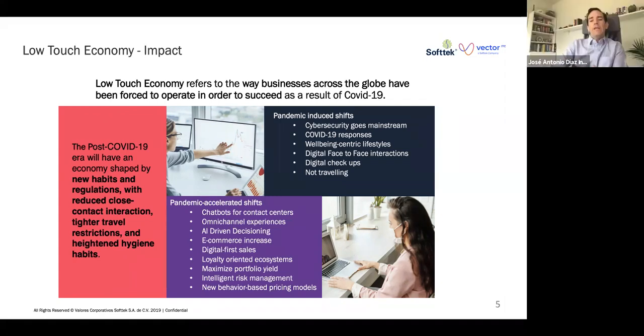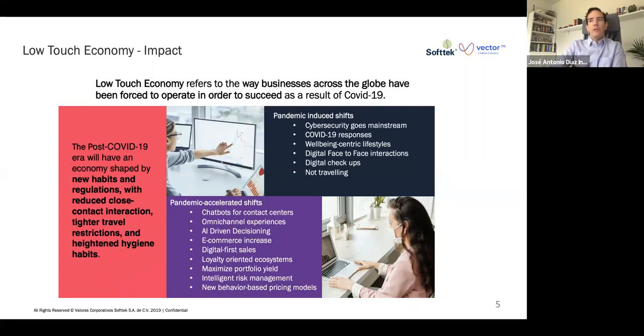Thank you. So we live in a different time, right? We live in what is now being called the low-touch economy. If that's the first time you hear this term, the low-touch economy refers to the way businesses across the globe have been forced to operate in order to succeed as a result of COVID-19. And I think personally, we have been changing and adapting and being flexible. We have the kids upstairs doing virtual schooling. We have everybody in the house. We cannot go out. Every country has its own differences, but this has created shifts in our personal lives, but also in our professional lives.